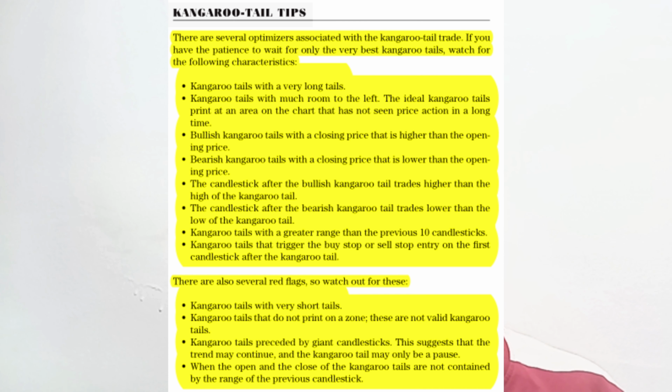There are several red flags, so watch out for these. Kangaroo tails with very short tails. Kangaroo tails that are not on a zone. These are not valid kangaroo tails. Kangaroo tails preceded by a giant candlestick. This suggests that the market trend may continue and the kangaroo tail may only be a pause. Also, when the open and the close of the kangaroo tail are not contained by the range of the previous candlestick.